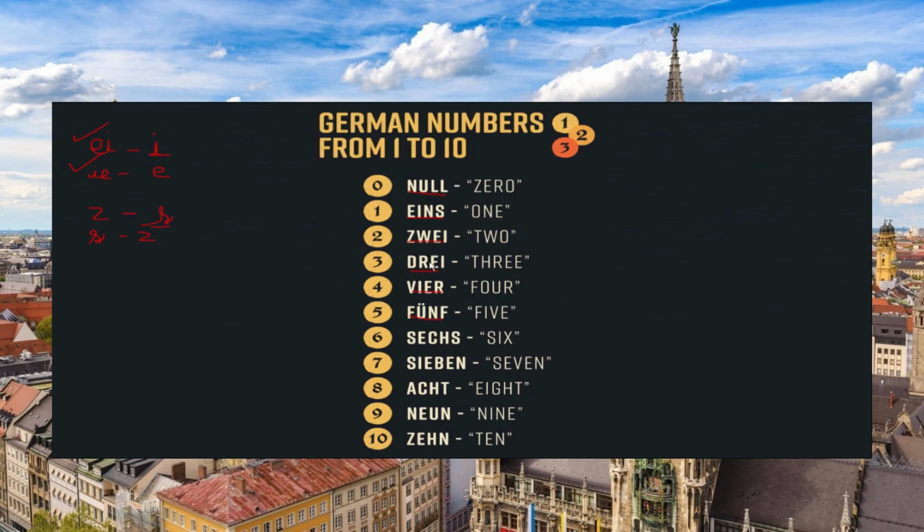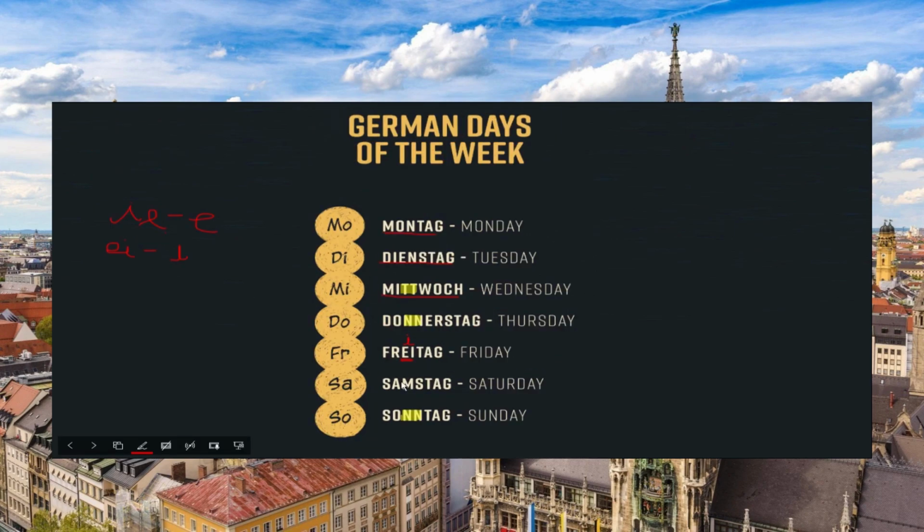We're going to recapitulate them once more. Montag, Dienstag, Mittwoch with double T, Donnerstag with double N, Freitag. See, EI is pronounced as I, right? Samstag and Sonntag with a double N. See, Sonntag we will not write as Sohn, which would have the meaning of son, which is wrong, it would be a totally different meaning altogether. So we write Sonntag with the double N.